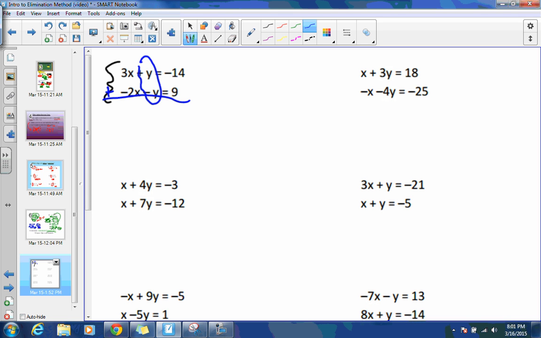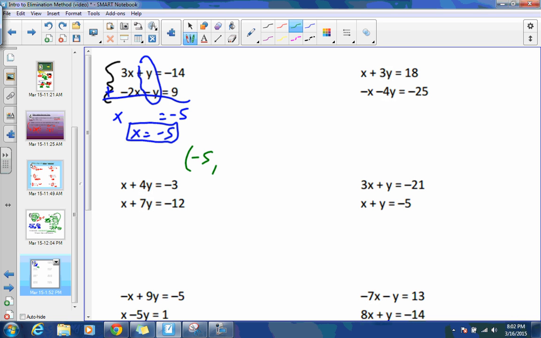And if we add everything together, we have negative 14 plus 9, that's going to be negative 5. And we have our equal sign that goes through. Those will cancel out, and then we have 3x minus 2x, which is just x. It's just 1x. So guess what? We already have x equals negative 5. Alright, so that's part of our answer here. Negative 5 is our x.